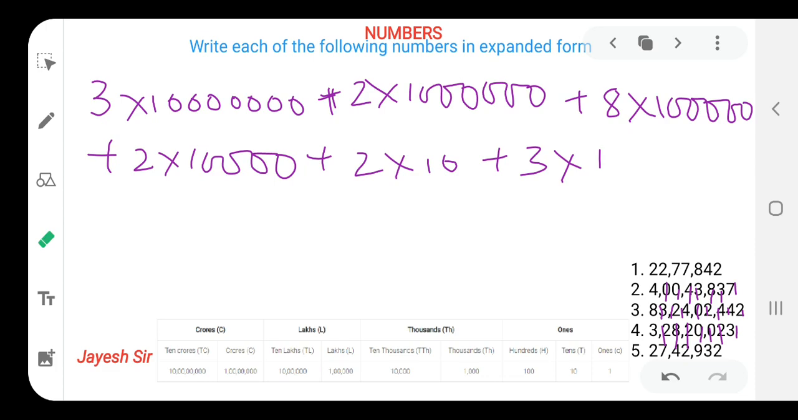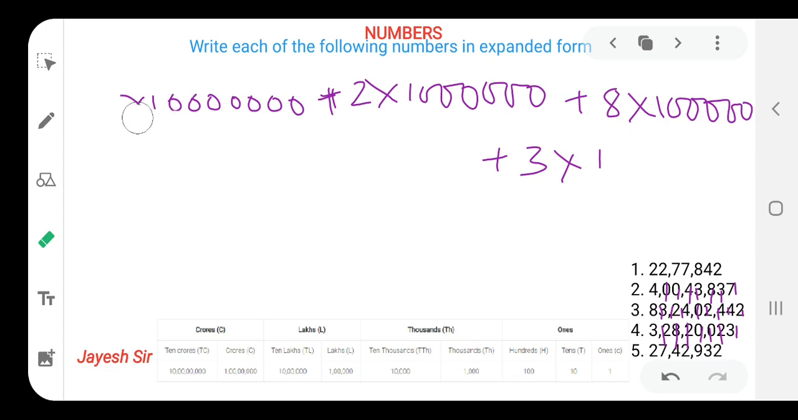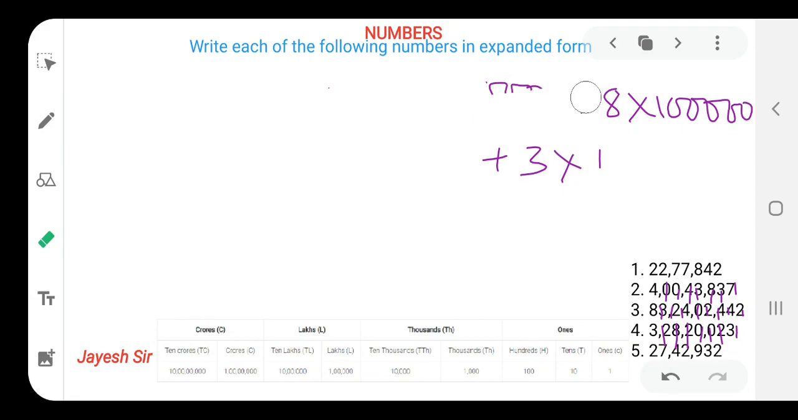So let's begin with our last sum for the day. And if you understood, try to pause the video and solve by your own, friends.